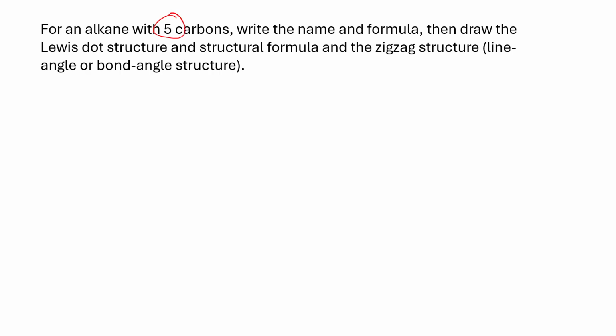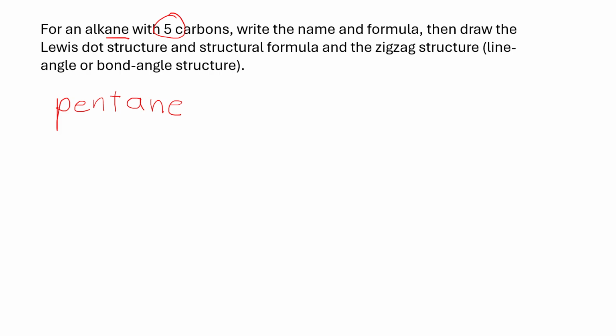Well, if we're going to name it, because it's an alkane, it's going to end with ANE. And because it has 5 carbons, we're going to use a numerical prefix that means 5 carbons. This is one of the ones that sounds like a number. 5, we're going to use pent. So when we put those two things together, the prefix pent and the suffix ane, we end up with pentane for the name of the alkane with 5 carbons.